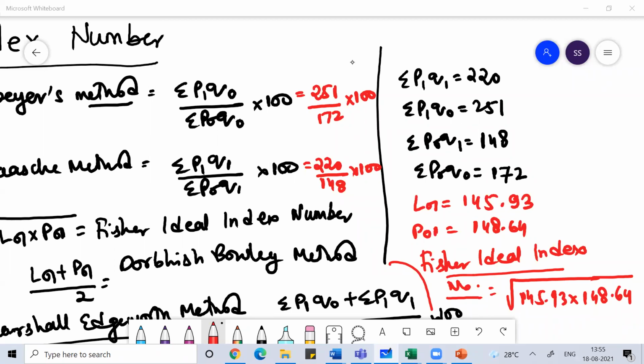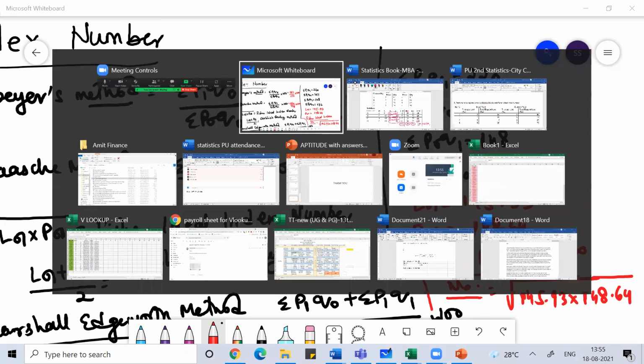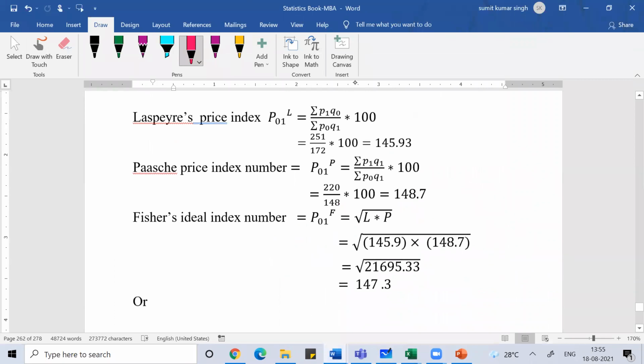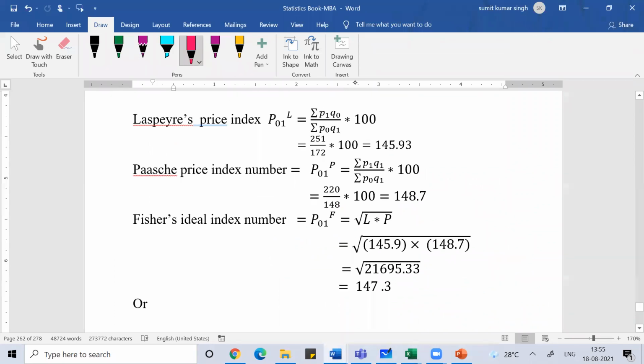So do this. Whatever the value you get, you can find that value. So just do that. So Laspeyres is 145.93. Paasche is 148.7, and the Fisher you will get is 147.3. Very good, Afra. Clear, everyone?